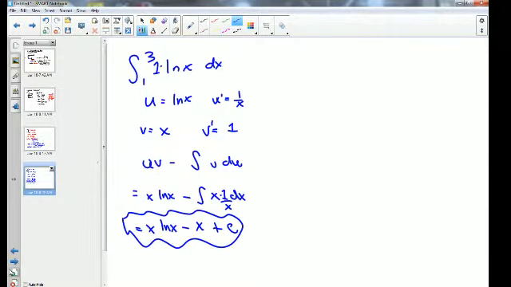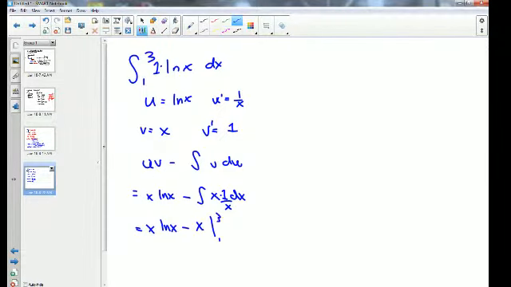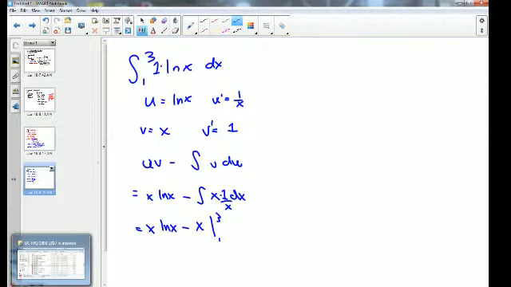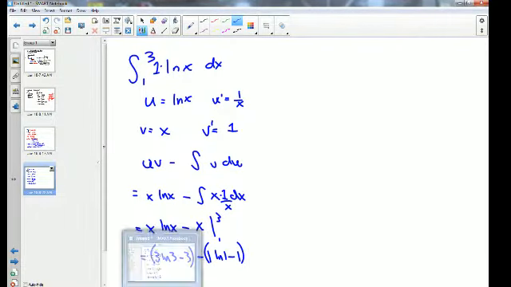So, there you go. Let's not do a plus C this time, and let's evaluate from 1 to 3. So 3 ln 3 minus 3. The only difference is that you're doing a different way to get to that same answer. Yeah, it's the same thing as a definite integral.